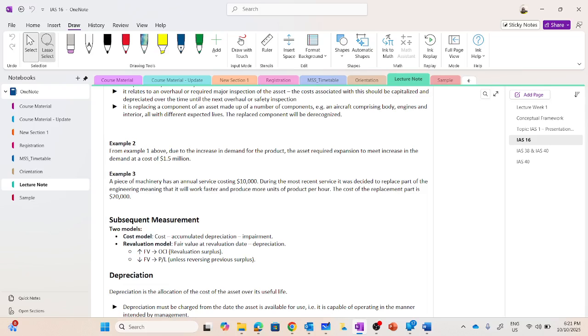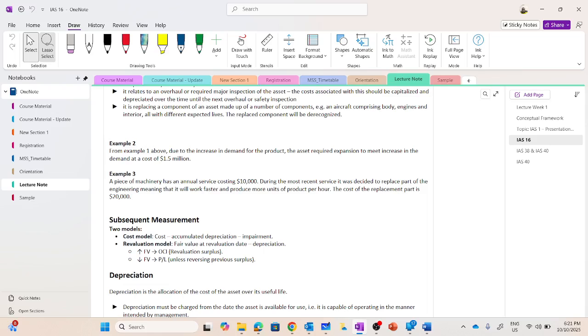Let's look at example 3. A piece of machinery has an annual service cost of $10,000. During the most recent service, it was decided to replace part of the engine, meaning that it will work faster and produce more units of product per hour. The cost of the replacement part is $20,000. So now the question is asking which of the costs should be capitalized and which should be expensed.